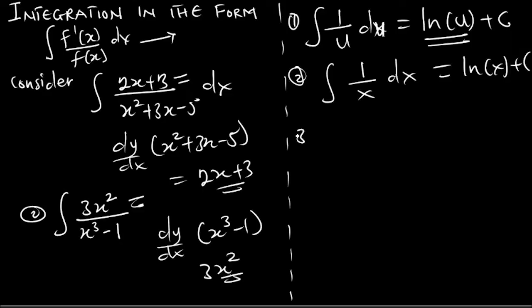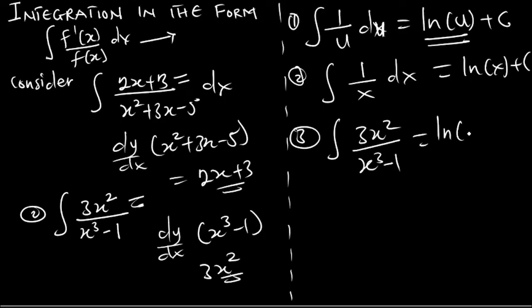Are we okay? So third, let's say the integral of 3x squared on x cubed minus 1. The derivative of the denominator is equal to the numerator, meaning the answer is ln of the denominator, x cubed minus 1, plus c. Are we okay? But what if we are to show working? We cannot just write it this way. We have the idea that this is how we are going to get it, but how do we prove the answer? So let's try our hands on how to go through the normal process of getting the answer.